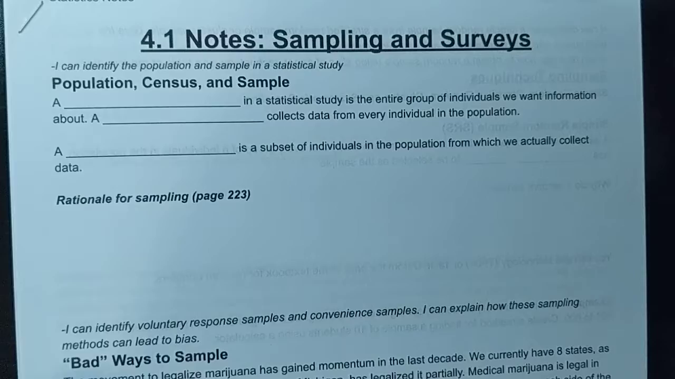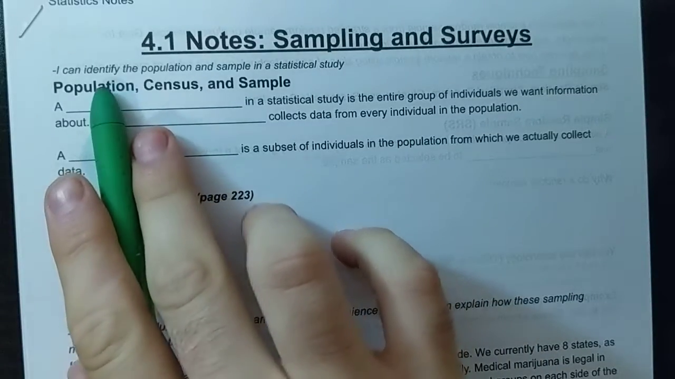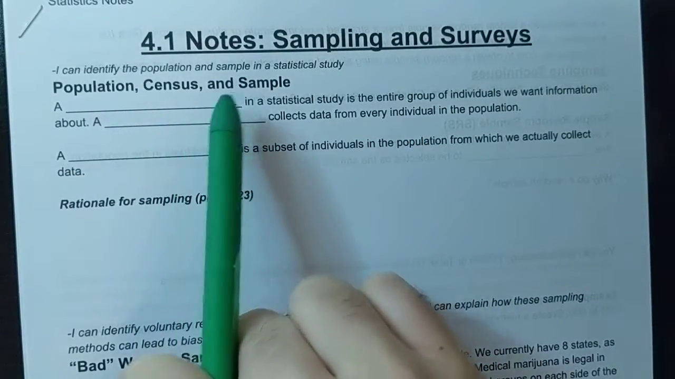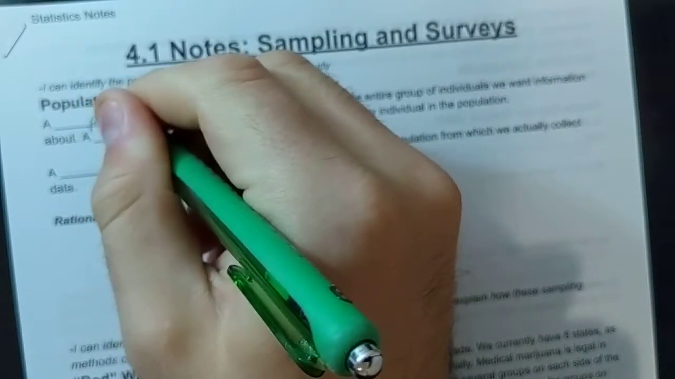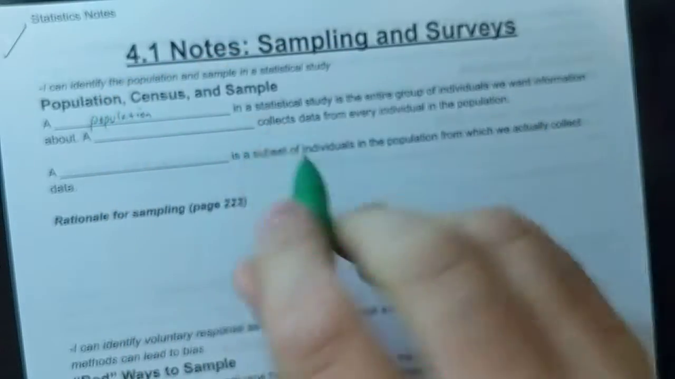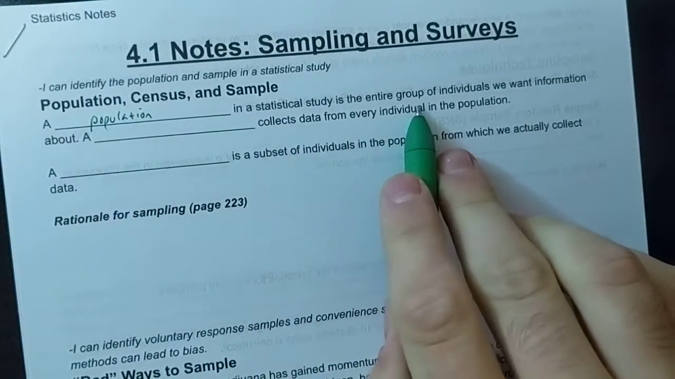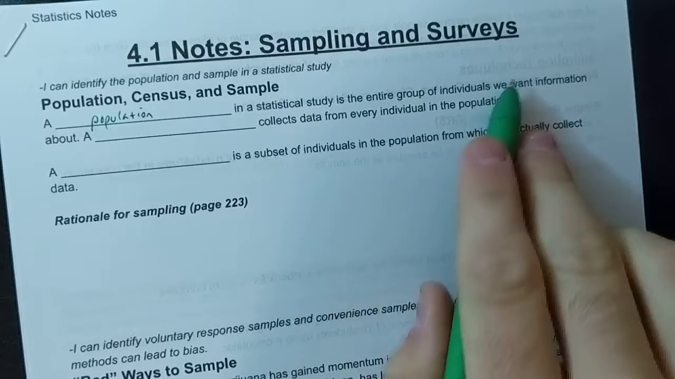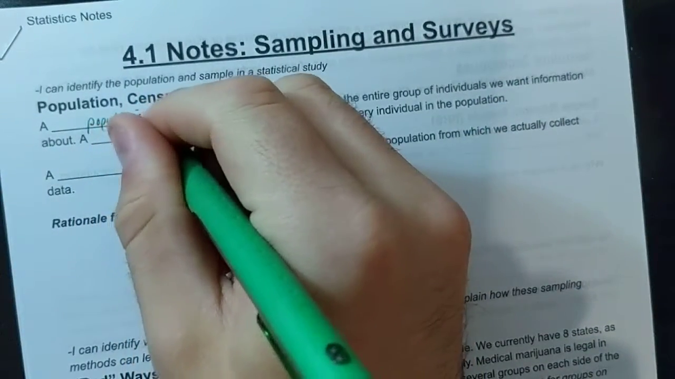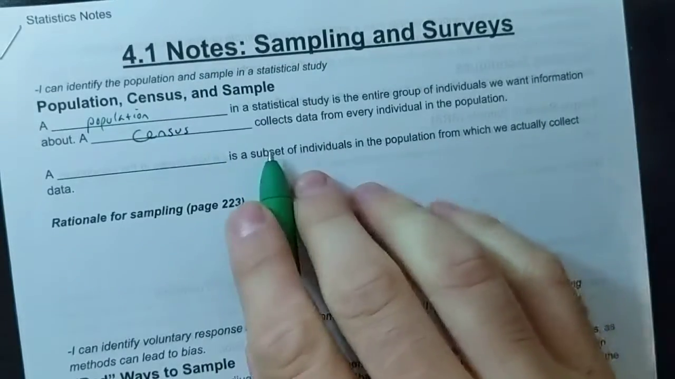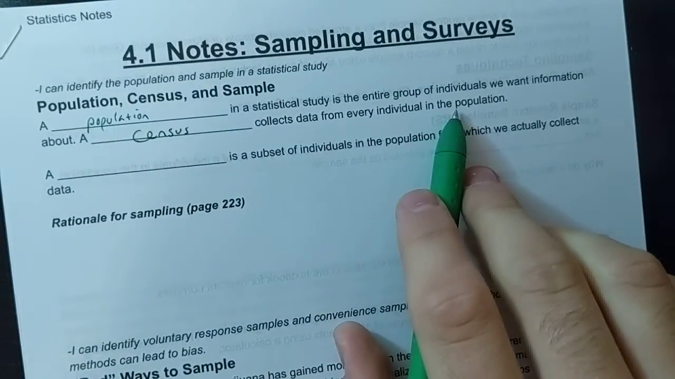Let's first start with the first I can statement, identifying the population and sample in a statistical study. A population in a statistical study is the entire group of individuals we want information about. A census collects data from every individual in the population.